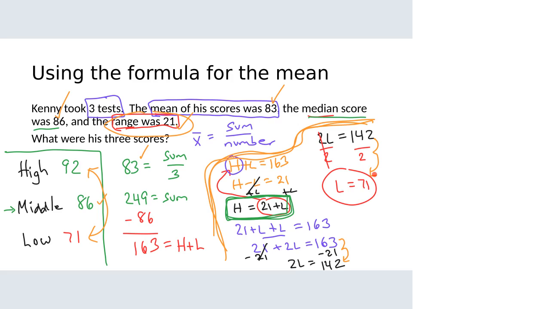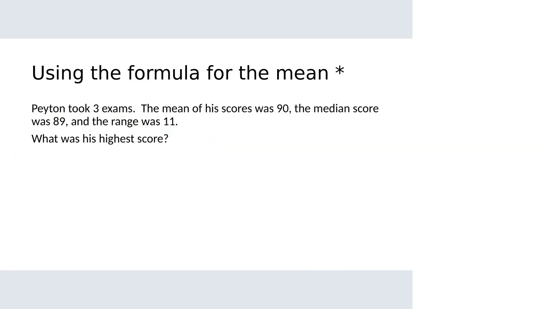All right, I'm going to let you try one of these. And this will finish us off for today. I'm going to have you try one like this. Peyton took 3 exams. The mean of his exam scores was 90. The median was 89, and the range was 11. What was his highest score? I'll set up a poll for this and let you try it.